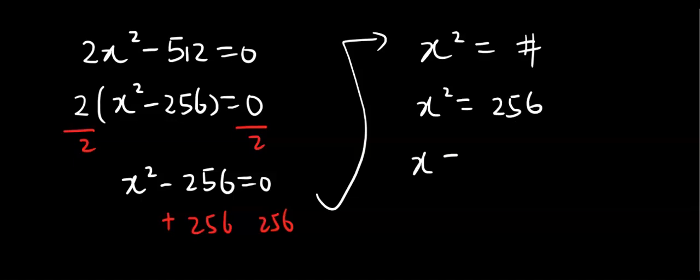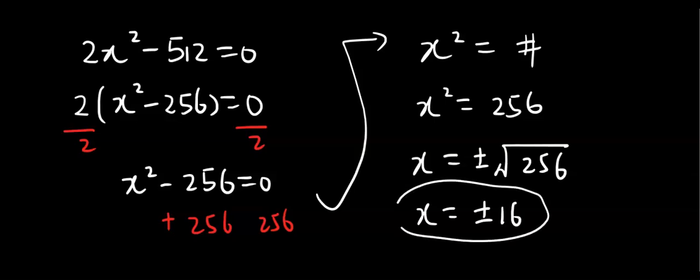Now I can square root both sides. I say positive negative square root of 256. Is that a perfect square? Yes, it is. Positive negative 16 are the answer. Okay, all right, let us continue.